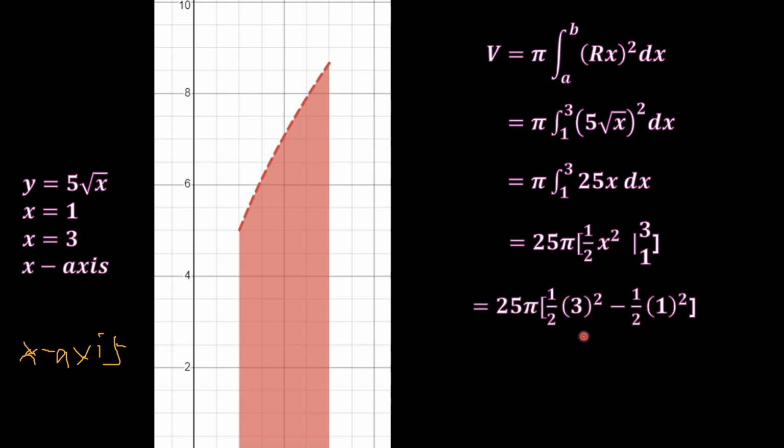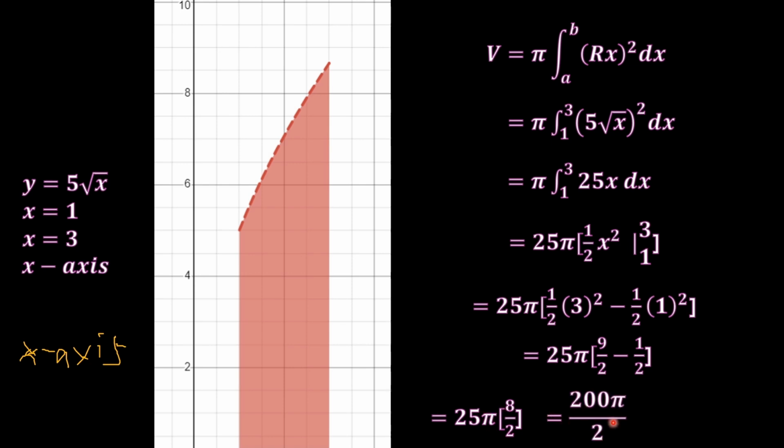1/2 times 3 squared minus 1/2 times 1 squared, and this becomes just 1/2 because it's multiplied by 1. This becomes 3 raised to 2, which is 9, so 9 over 2, and you will be getting 8 over 2 here.